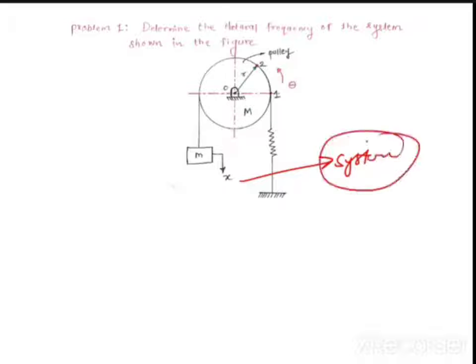So this system is given, and they are saying that find the natural frequency omega. It means what? Basically, you have to find out the Fn.